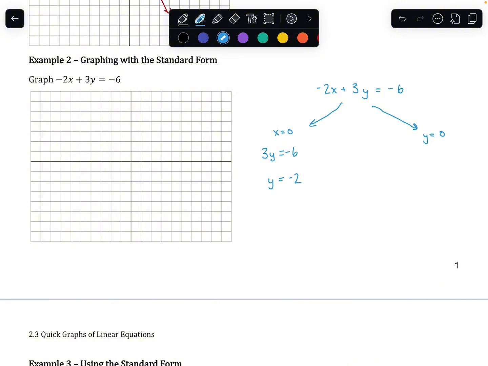And when my y equals 0, 3 times 0 is 0. So we have negative 2x equals negative 6. So x equals 3. So y equals negative 2. So I have 0, negative 2. X is 3. So I have 3, 0. I'm going to connect dots. And there is my next line.